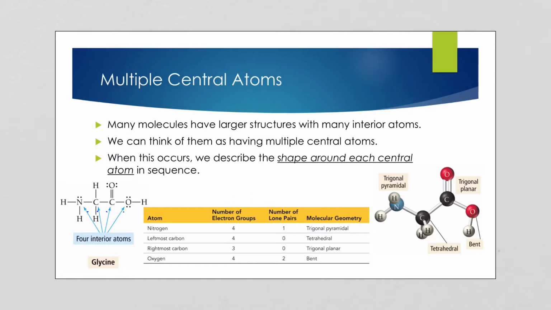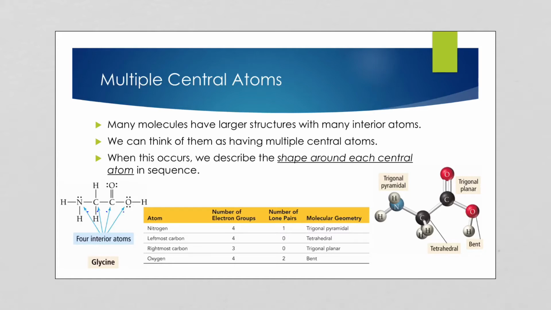Well, under our VSEPR theory idea, we would in essence have a geometry for every central atom. So in other words, each central atom would have its own unique, individual geometry, looking at the shape around it. So we isolate each of the central atoms and assign it a geometry. For example, if we look at the nitrogen, we see that it has 4 electron groups, 3 bonds, 1 lone pair, which means it's part of the tetrahedral family, but the molecular geometry is trigonal pyramid.